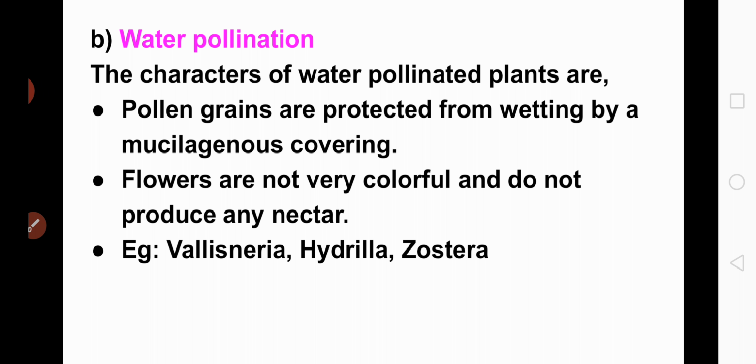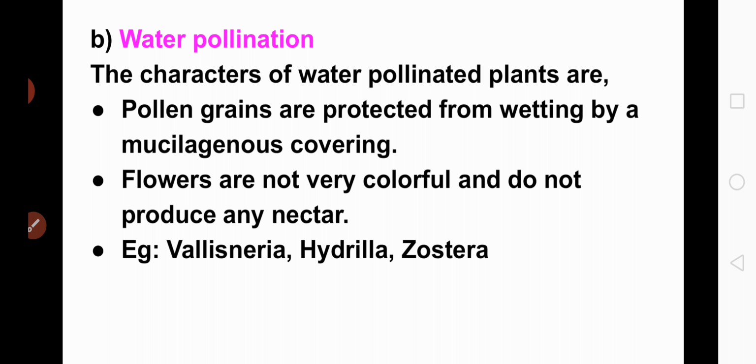So not all aquatic plants use water for pollination. In water hyacinth, that means Eichhornia, and water lily, the flowers emerge above the level of water and are pollinated by insects or wind, as in most of the plants.